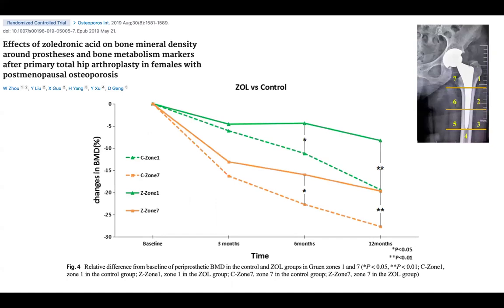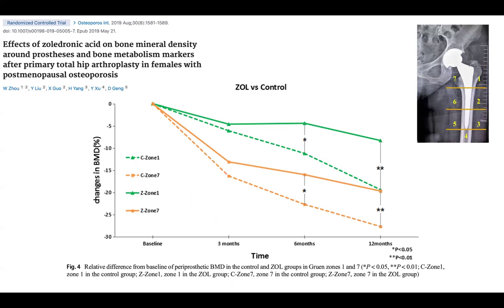So this study looked at zoledronic acid post-op from a total hip replacement, and it showed that there was slightly less decrease of bone mineral density with using zoledronic acid. They looked at all these different Gruen zones.